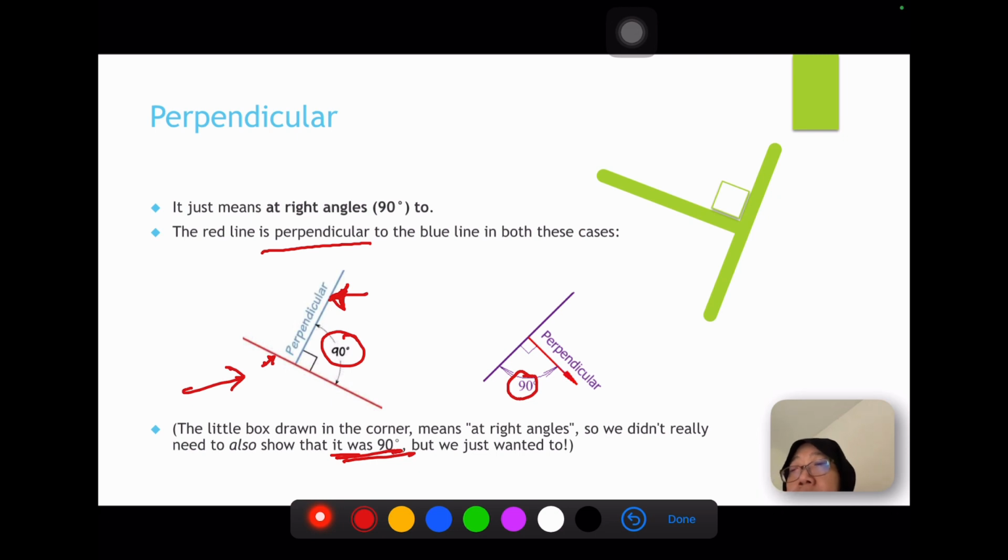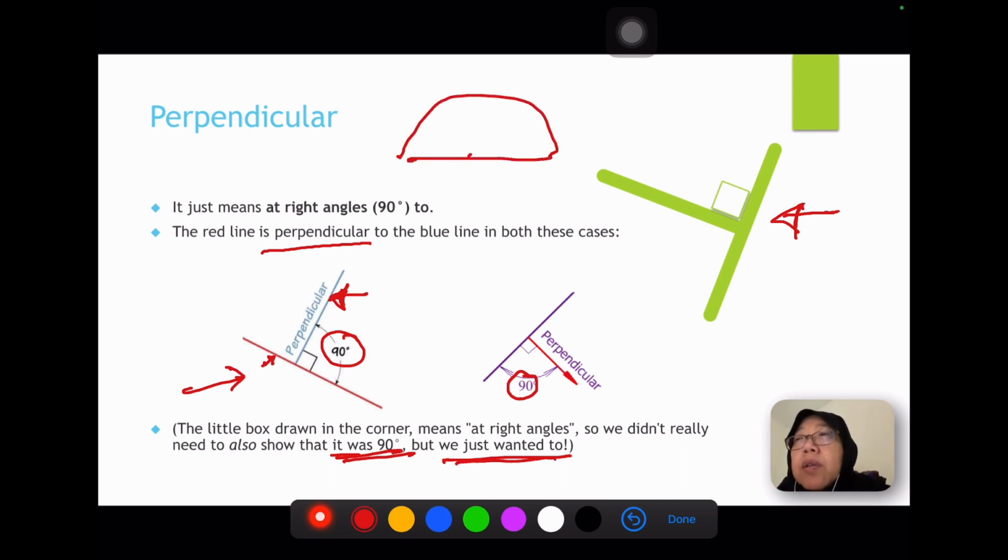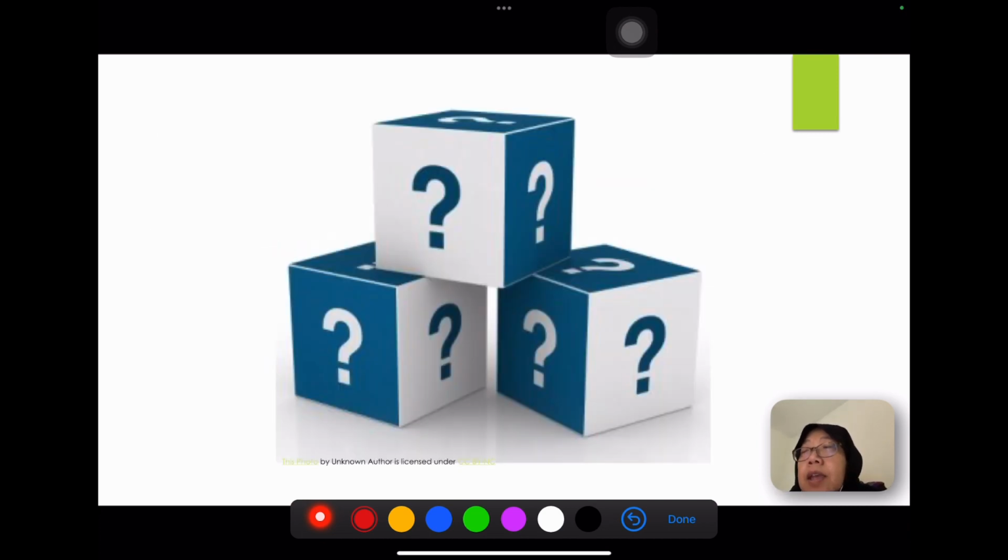We don't just assume that it is 90 degrees, but we always need to determine it by looking at the angle. For example, in this drawing here, you will need to use your protractor where there are angles, to determine that this is 90 degrees. So if you have any questions regarding perpendicular lines, please do drop them in the comment box.